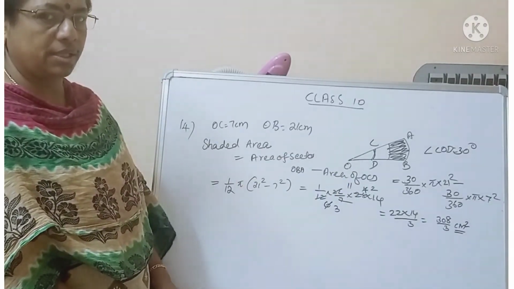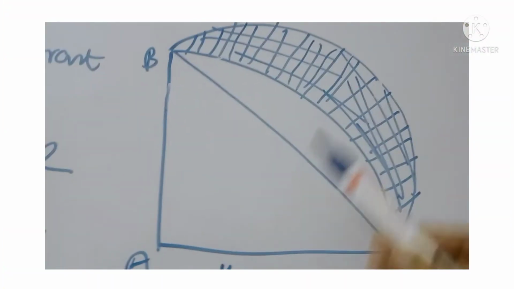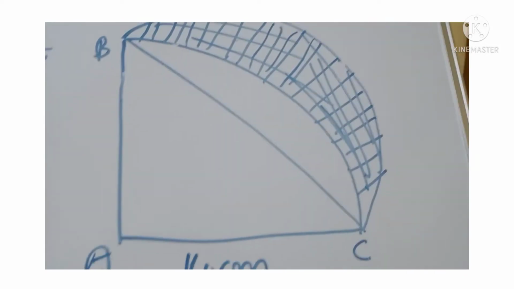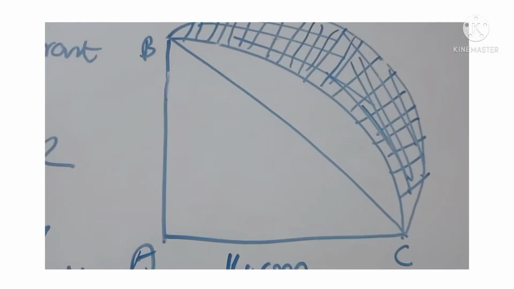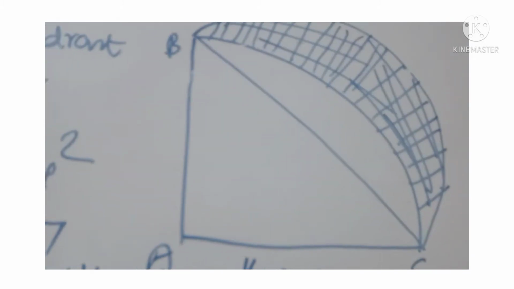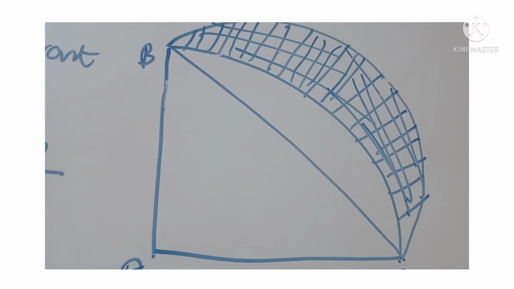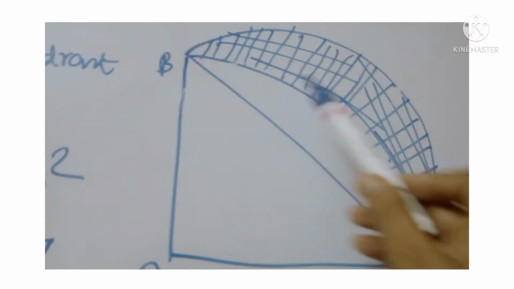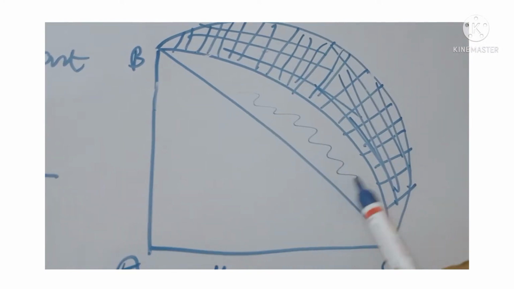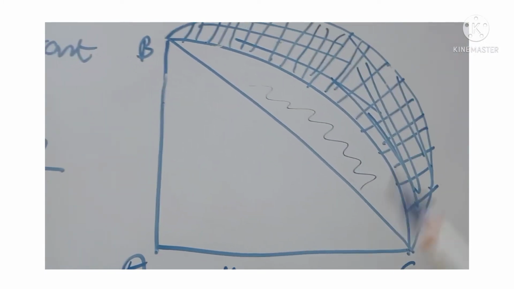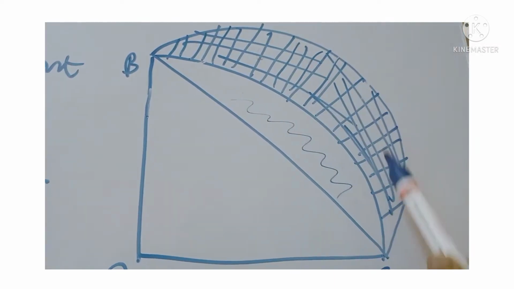Let us move on to the next question, that is the 15th. This is the figure given. We want to find the area of the shaded region. Here we can see a right triangle ABC and the quadrant. This is the quadrant, and from that we can see a semicircle. How can we find the area of the shaded region? First, we want to find the area of the segment. Then area of the semicircle minus area of the segment will be the area of this shaded region.